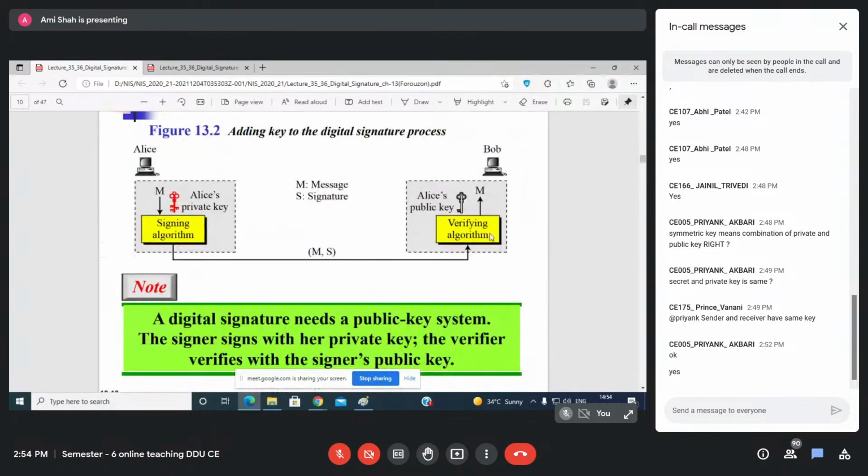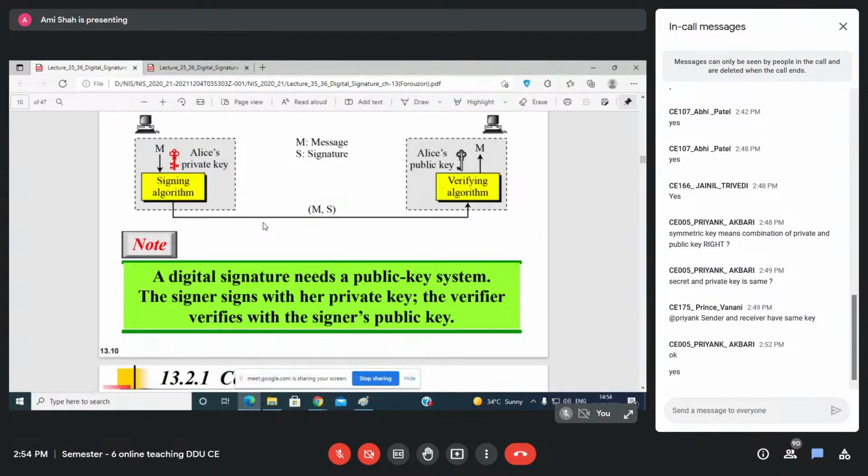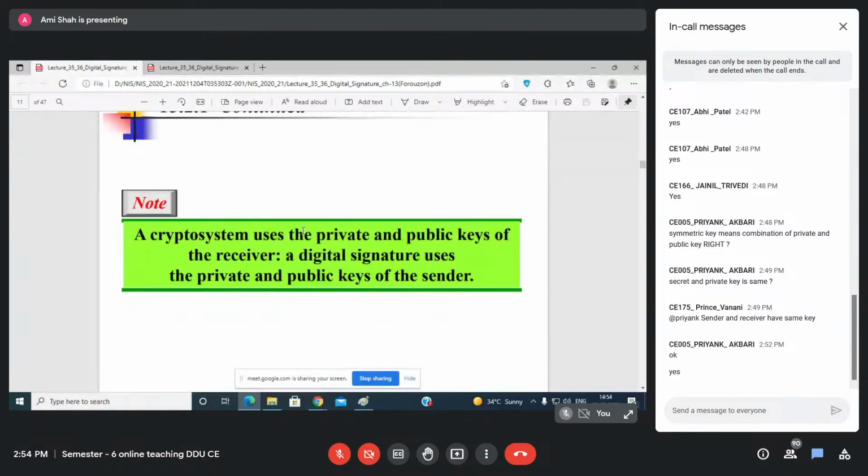So here you can say that, see, authentication is achieved. Here Alice says that this message is sent by me, and Bob can't fool Alice, right? Got it? Now another point that I have written is that a cryptosystem uses the private and public key of the receiver. A digital signature uses the private and public key of the sender.